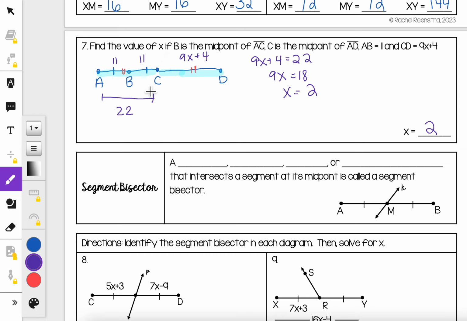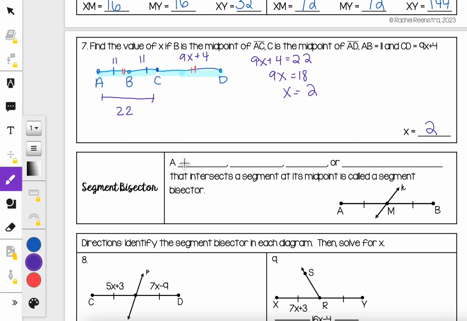Okay, now next thing that we're going to talk about is a segment bisector. So a segment bisector is similar to a midpoint, where a midpoint is a segment bisector. Okay, so a midpoint is a point, and we said that it divides that segment into two congruent parts. So a midpoint is a point that does that, but you could have a line or a ray or another line segment that bisects your segment. So same idea.